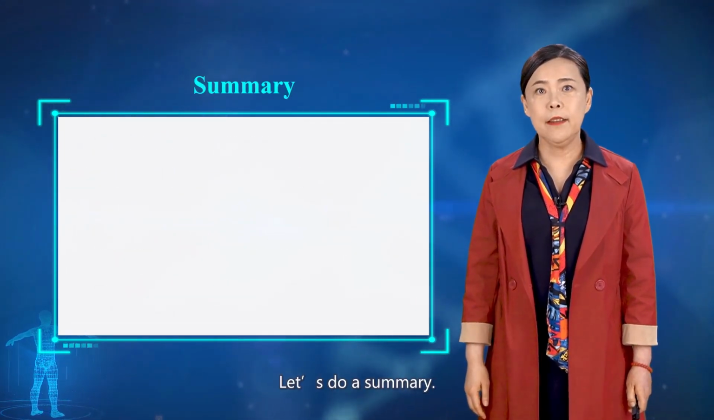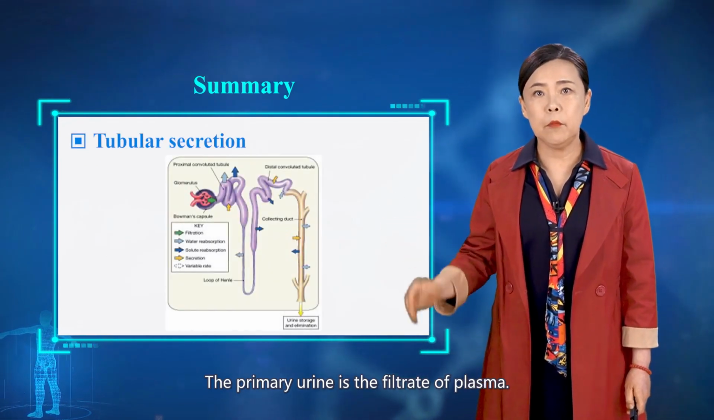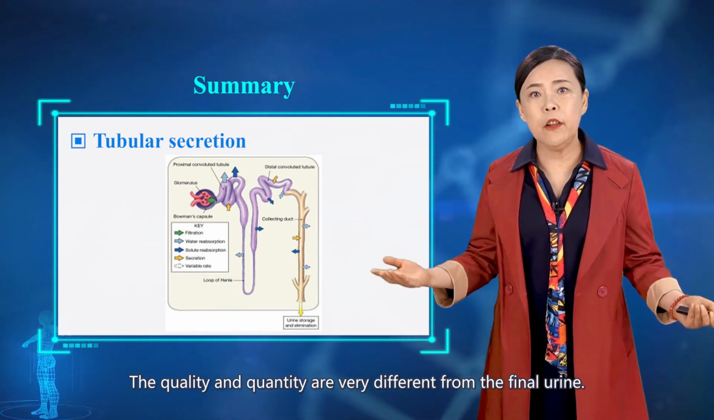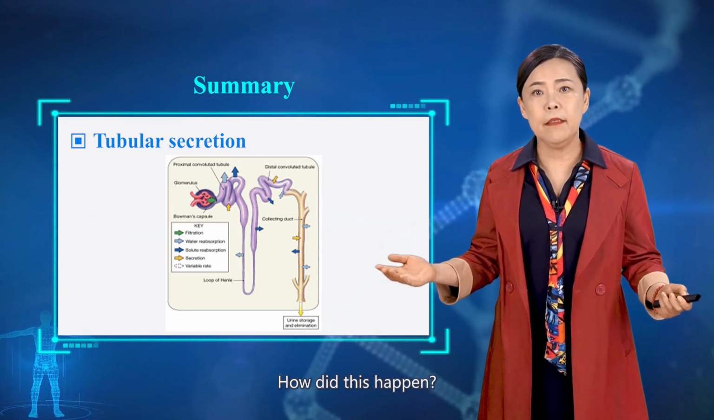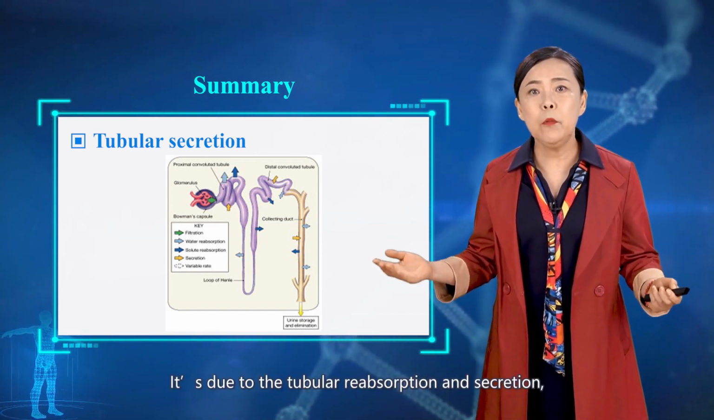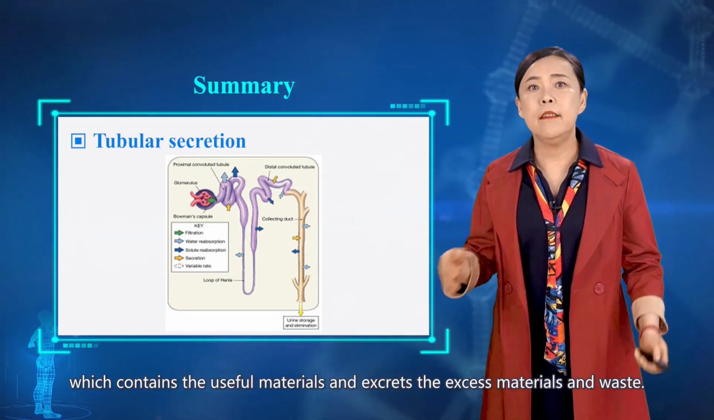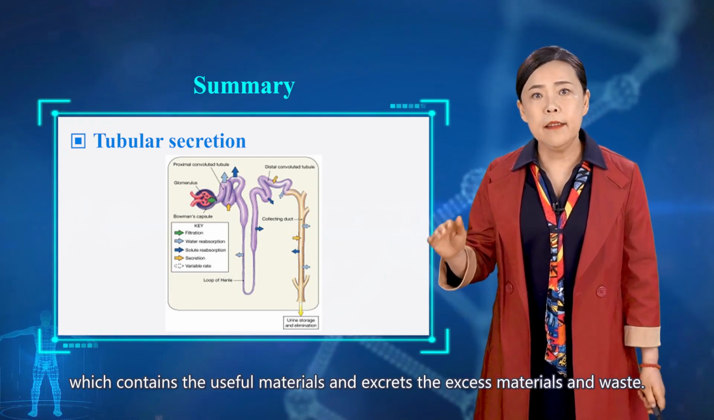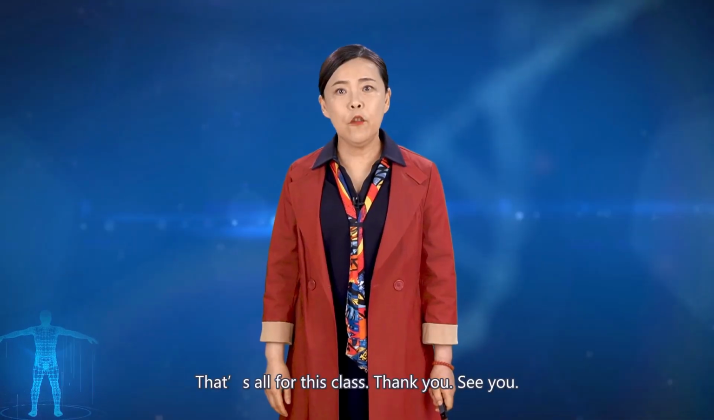Let's do a summary. The primary urine is the filtrate of plasma. The quantity and the quality are very different from the final urine. How did this happen? It's due to tubular reabsorption and secretion, which retain the useful materials and excrete the excessive materials and waste. That's all for this class.